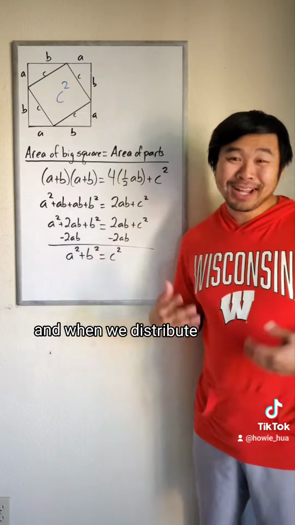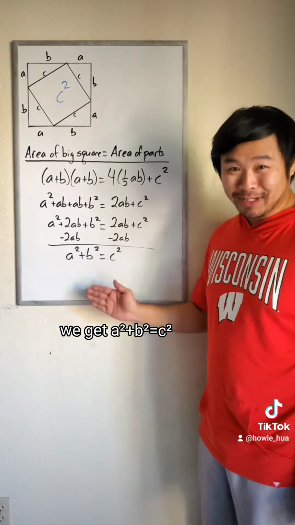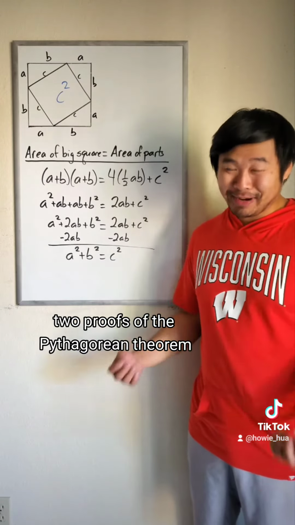And when we distribute, gather like terms, and subtract 2ab on both sides, we get a squared plus b squared equals c squared. So there you have it, 2 proofs of the Pythagorean theorem.